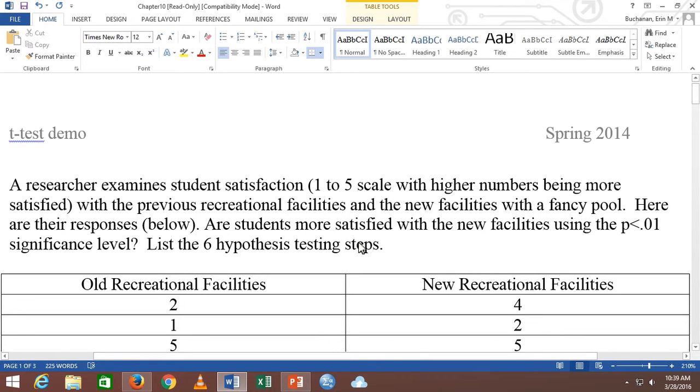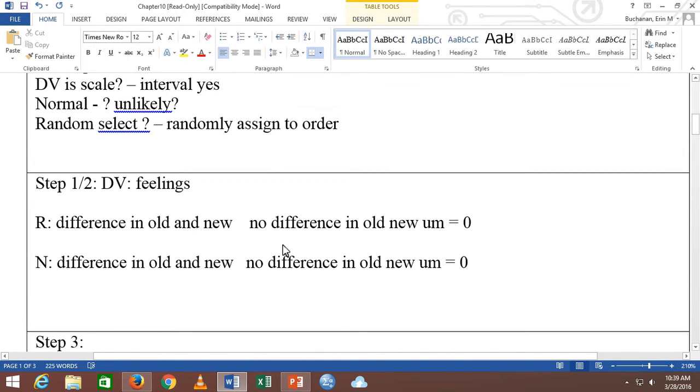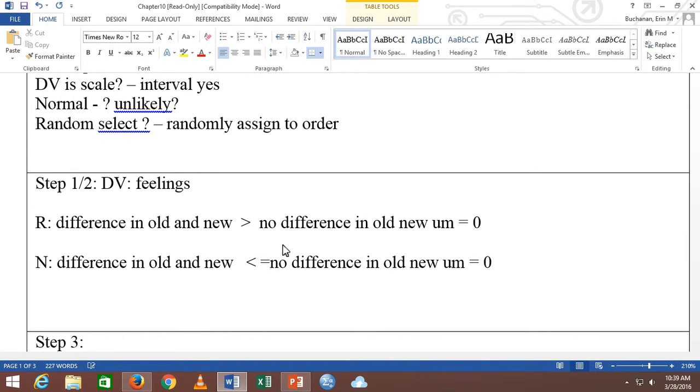And what we want to find is if they're more satisfied with the new facilities. So that makes more sense to go, the difference score would be greater than 0. And then the null difference score will be less than or equal to 0. The tricky part about that, oh right, this is the crappy pen. Try again.